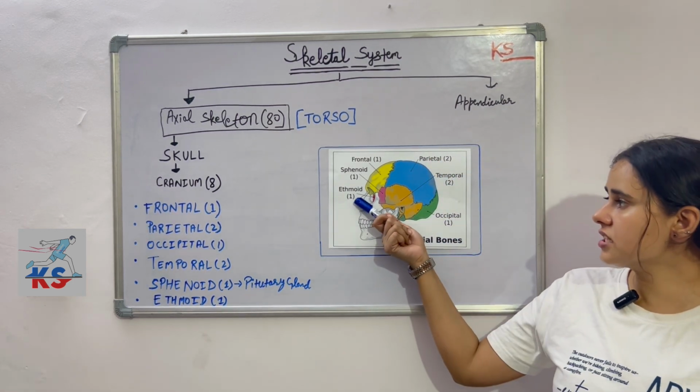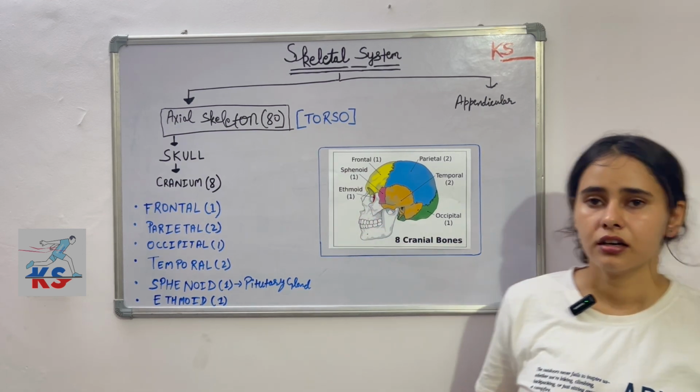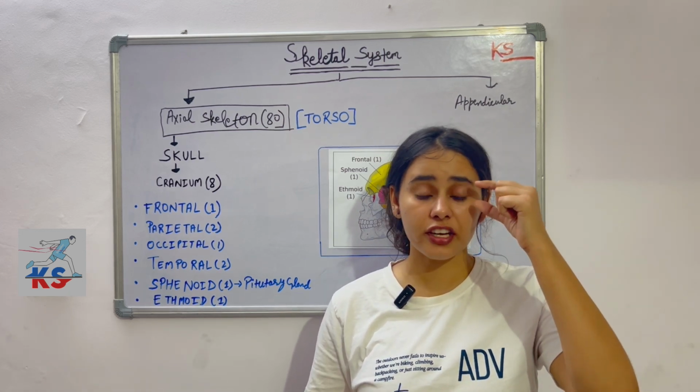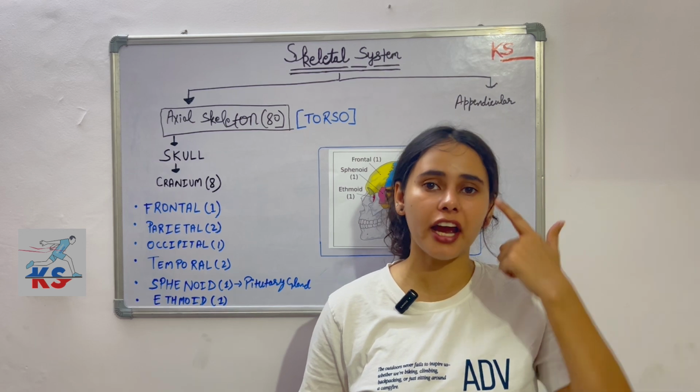Now the last one is the ethmoid bone, which is shown in the red color here in our eye orbits. Okay, so these are the eye orbits. These sockets where our eyes are present, those are called eye orbits. So the ethmoid bone is present in the eye orbit.